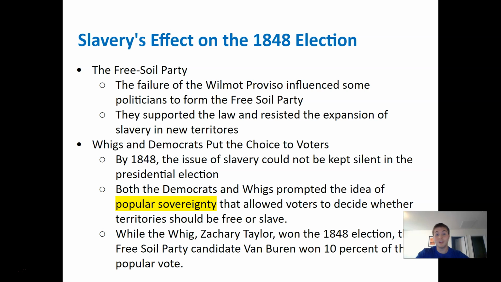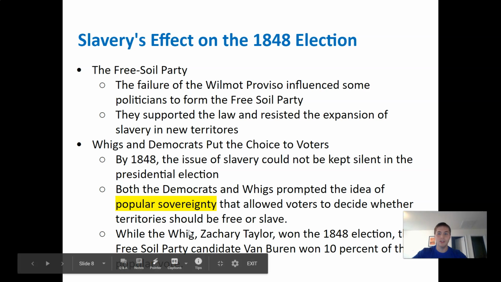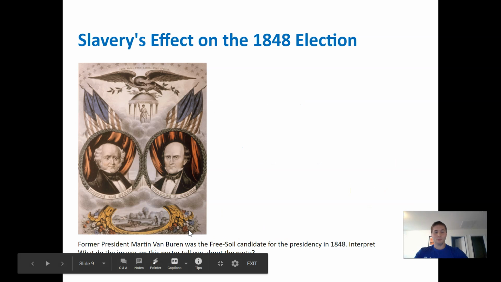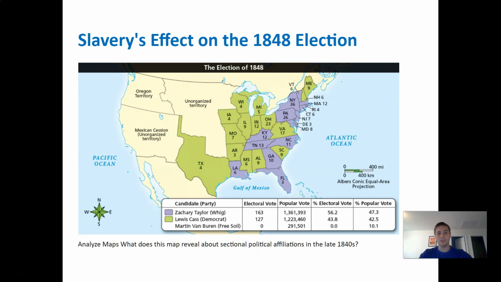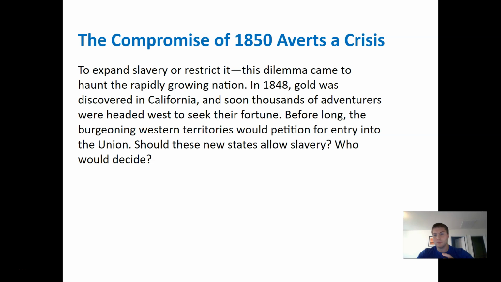But in the 1848 election, Zachary Taylor wins just because he's a war hero. But it definitely shows that the Free Soil Party is starting to gain some ground. They don't win any electoral votes, but they win 10% of the popular vote, meaning that 10% of the population at the time were full-blown abolitionists. Like, we need to get rid of it right now. Picture of Martin Van Buren and his running mate in the Free Soil Party, and a picture of the election results as we see here. Even though the Free Soil Party doesn't win any electoral votes, they win a pretty good amount of the popular vote.